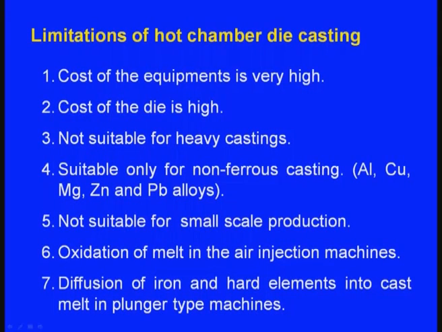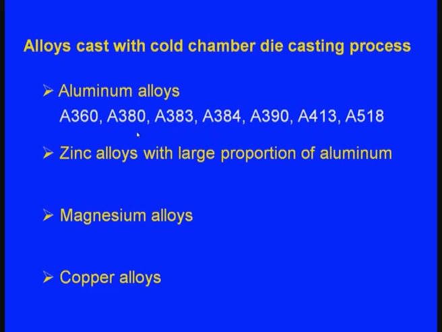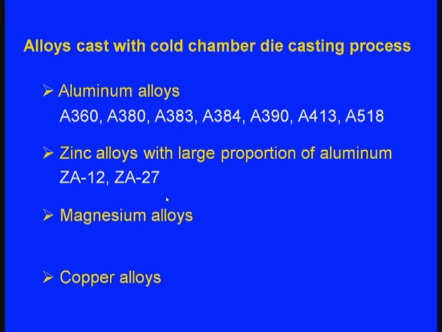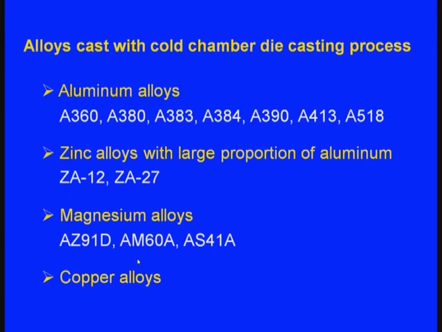So, diffusion of iron and hard elements may take place in the case of the plunger type machines. Now, alloys cast with cold chamber die casting process. In detail, we are seeing aluminum alloys A360, A380, A383, A384, A390, A413, A518. Coming to the zinc alloys, ZA12, ZA27. Coming to the magnesium alloys, AZ91D, AM60A, AS41A and some copper alloys.